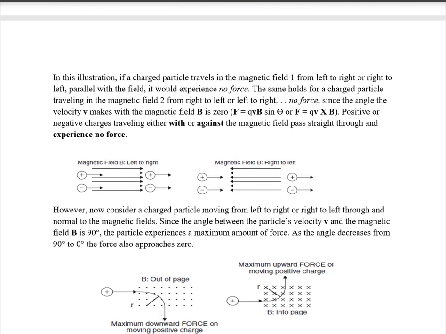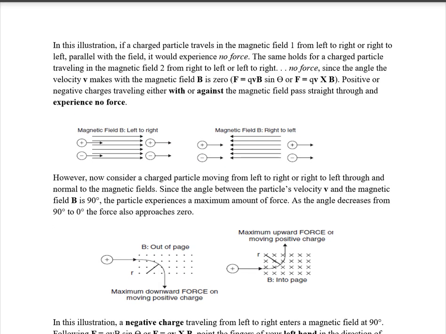And when we illustrate some diagrams, for example, the field B is from left to right, and we have 2 charges, one positive and one negative charge. At this point, what will happen to the charges? And if it is moving in the opposite direction, what will happen? A positive or negative charge traveling either with or against the magnetic field passes what? Straight through, experiencing no net force. Therefore, either positive or negative, both move straight forward through the magnetic field, as you see.